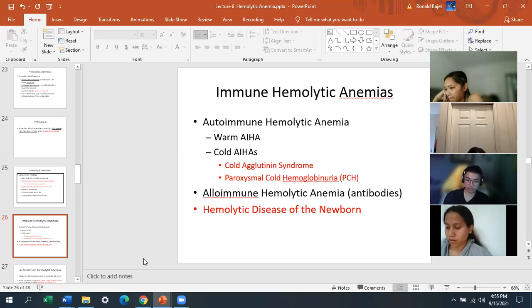That's why the blood bankers, when they have a patient that needs blood, need to do an antibody screen.